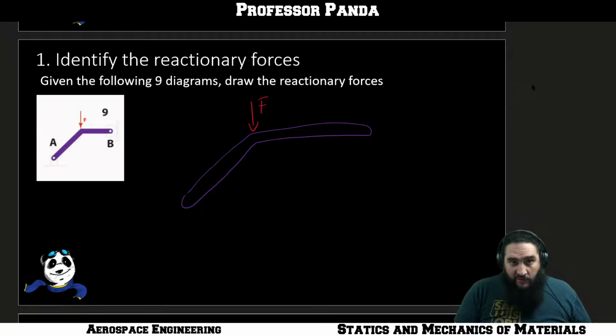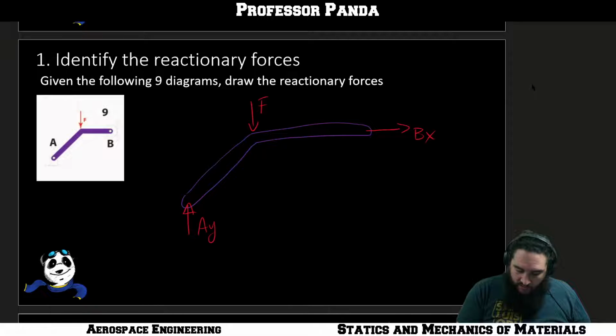And at point Bravo, this is that pin and roller combo thing that we discussed earlier. So we're only going to need a BX. And at A, we have an AY, and we have an AX. That's it. We could go through the whole song and dance of having this guy again. Oops, I shouldn't draw this.